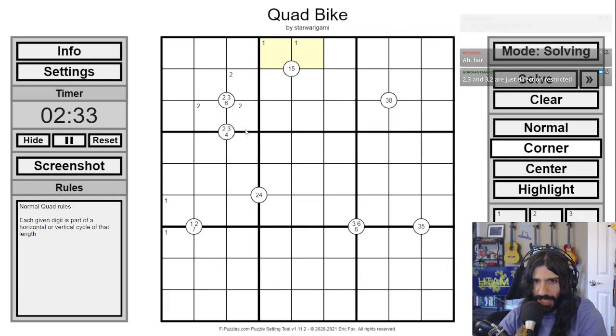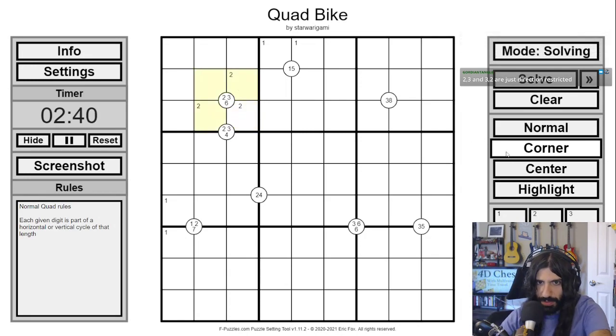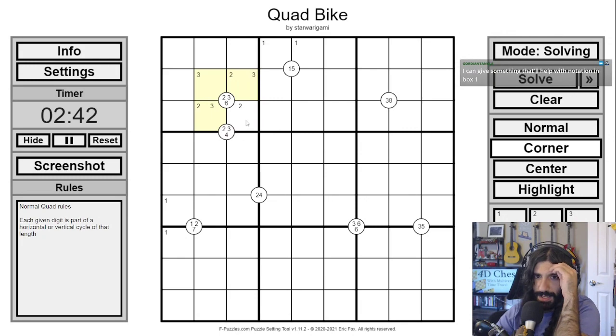Are there any other places where this can't be a 3 for exactly the same reason? So one of these is a 3, right? So the 6 can only go... Well, no. 6 could pretty much go anywhere.